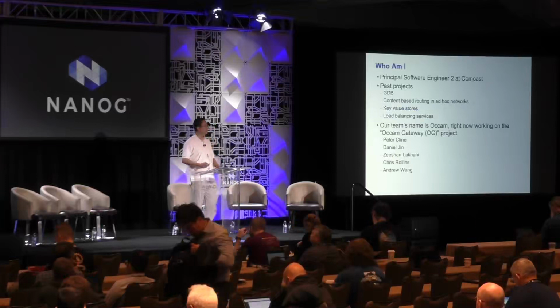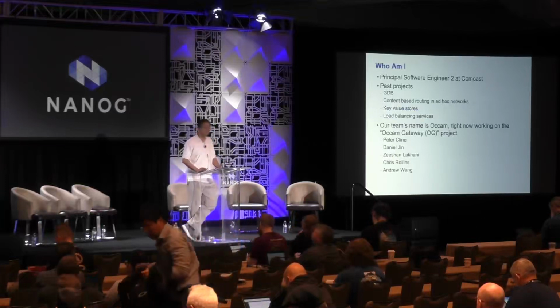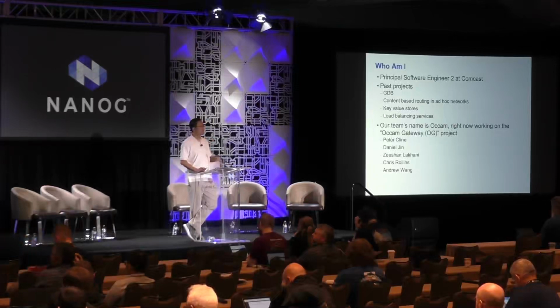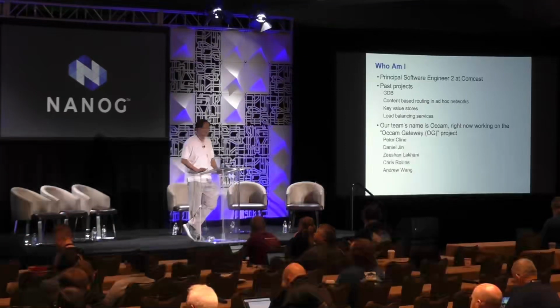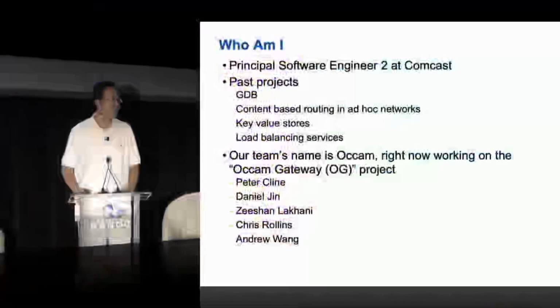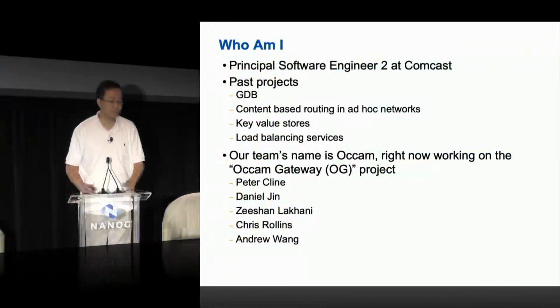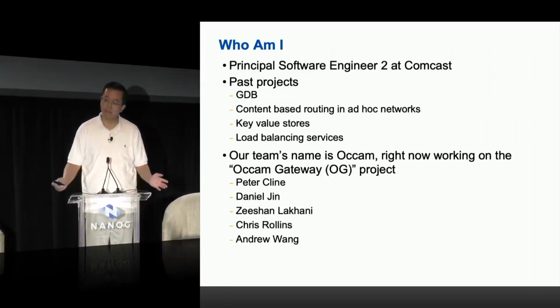Just a little bit more information about me. I'm a software engineer with Comcast. I've been involved in different projects at different layers. I've touched the GDB, trying to make in-house modifications at one point in time. I've been involved in some content-based routing ad hoc networks, so I know a little bit about networks. But I definitely have a lot more background as a software developer. And actually, that's the same background for most of the team which I belong to.